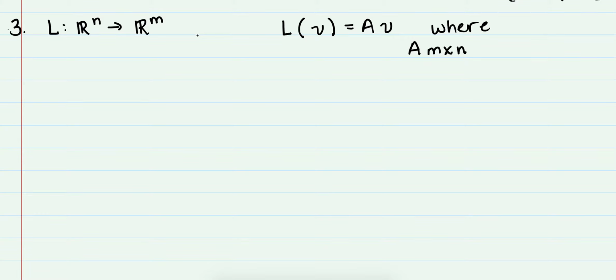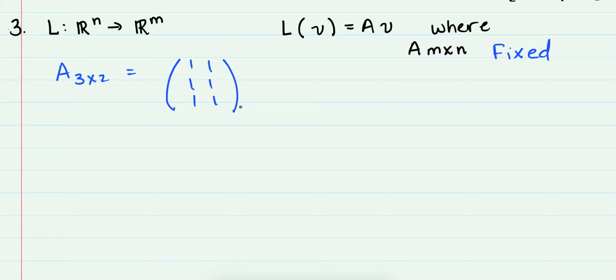Here's another example. Here I'm taking Rn to Rm. Now n and m can be the same or they can be different. But how I'm going to take Rn to Rm is I'm going to multiply any vector v in Rn by a fixed matrix A, m by n. So I'm going to put right here, this is fixed. So you can come up with any matrix you like. For example, you can say A is 3 by 2, with entries 1, 1, 1, 1, 1, 1. That's a 3 by 2 matrix. And you're going to take R3 into R2.